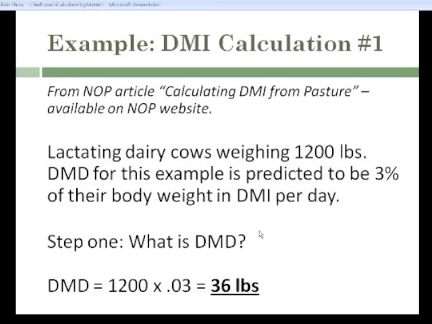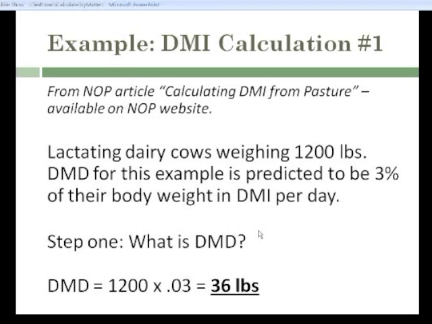Okay. All right, so what we're going to do now is we're going to start running through an example calculation where we're going to do all of the 4 steps to do the dry matter intake calculation using the subtraction method. And so step number 1 is to determine what the dry matter demand is.